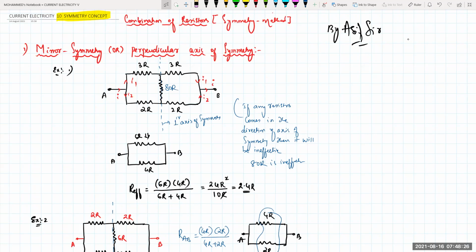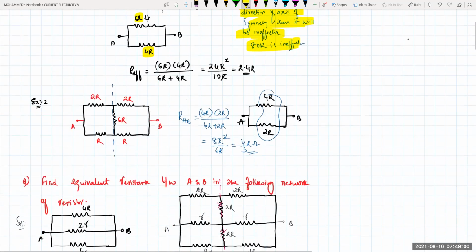See here, if any resistor comes in the direction of your axis of symmetry, then it will be ineffective. So 80R here is ineffective, so remove that one. 3R and 3R will become 6R. 2R and 2R will become 4R. These two will be in parallel, so the effective resistance is 6R into 4R divided by 6R plus 4R, which is 24R square divided by 10R, so it is 2.4R. Is it clear? Yes, sir. Chalo, next one, try cheyandi sir.